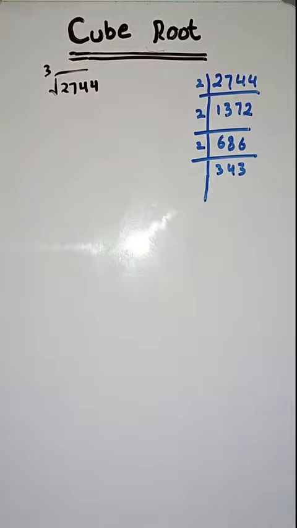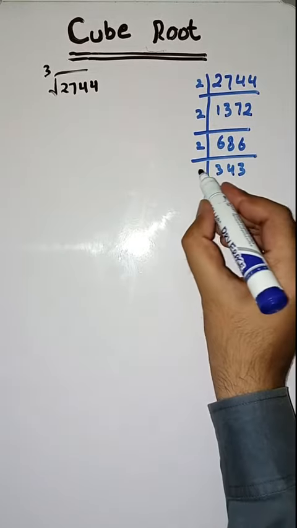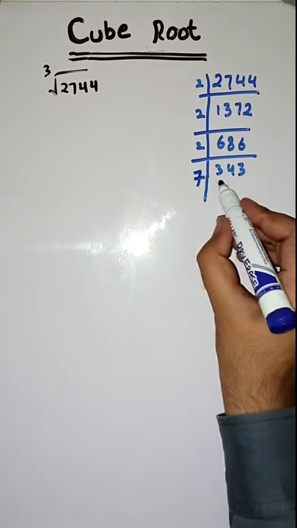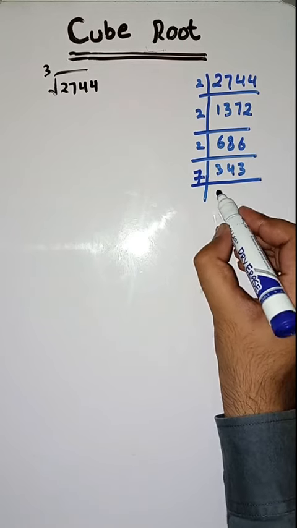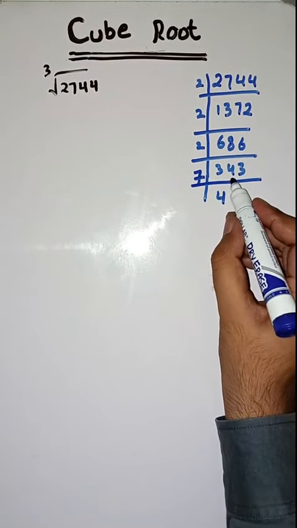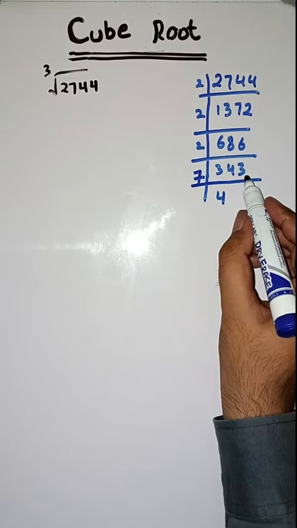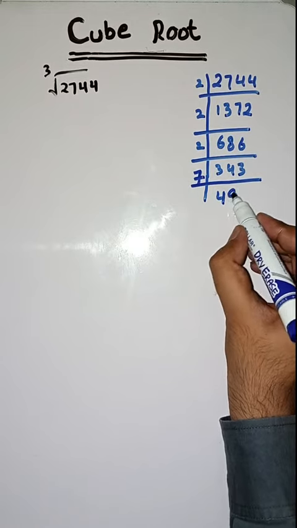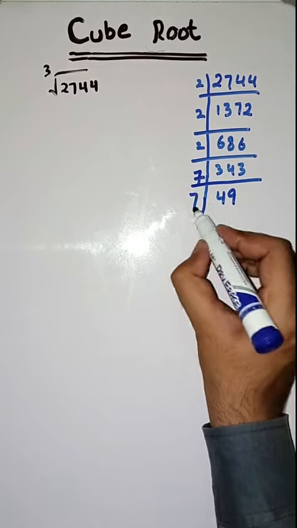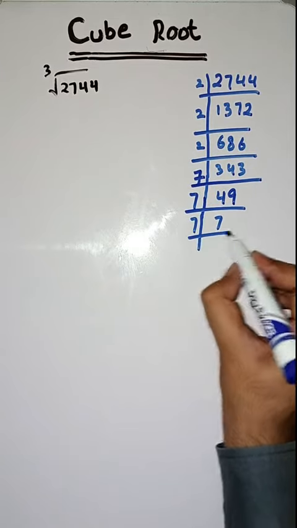Now with 7, 7 fours are 28, and we are left with 63. 7 nines are 63. 7 sevens are 49, 7 ones are 7.